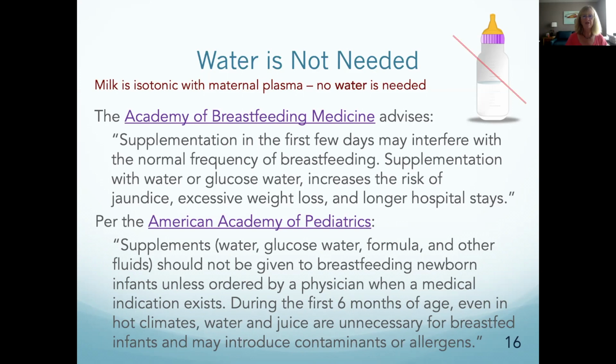Milk is isotonic with maternal plasma, and the infant doesn't need water. Like, you don't want to give water to a breastfeeding infant because it'll fill up that little small stomach instead of allowing the nutrient-rich milk to do that. So don't want to give water.